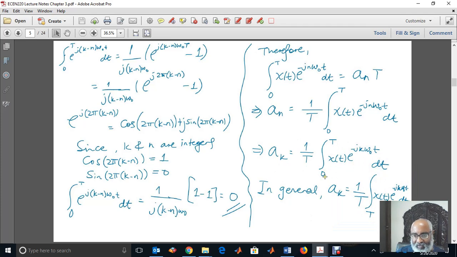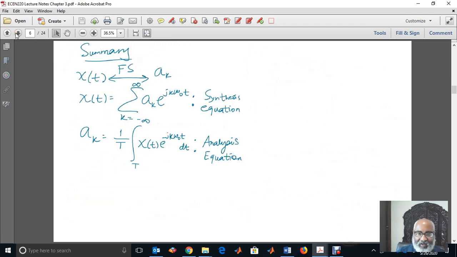Okay, here we did the integration from 0 to capital T. We can make the integration interval more flexible. So we write T to mean integrate over 1 period. This 1 period can be from 0 to capital T, from minus T over 2 to T over 2, or whichever is convenient for us. Okay, so this is how we get the a_k, the constants for the eigenfunctions.